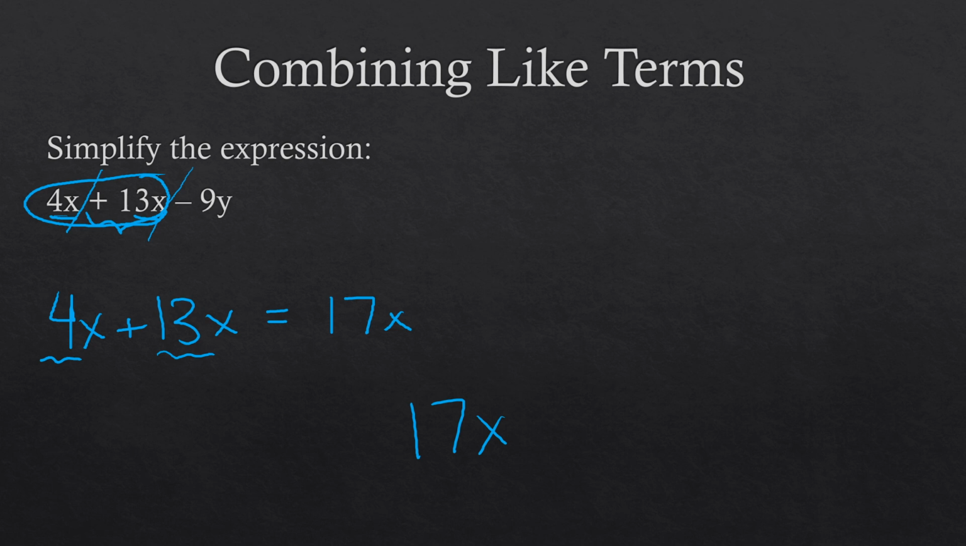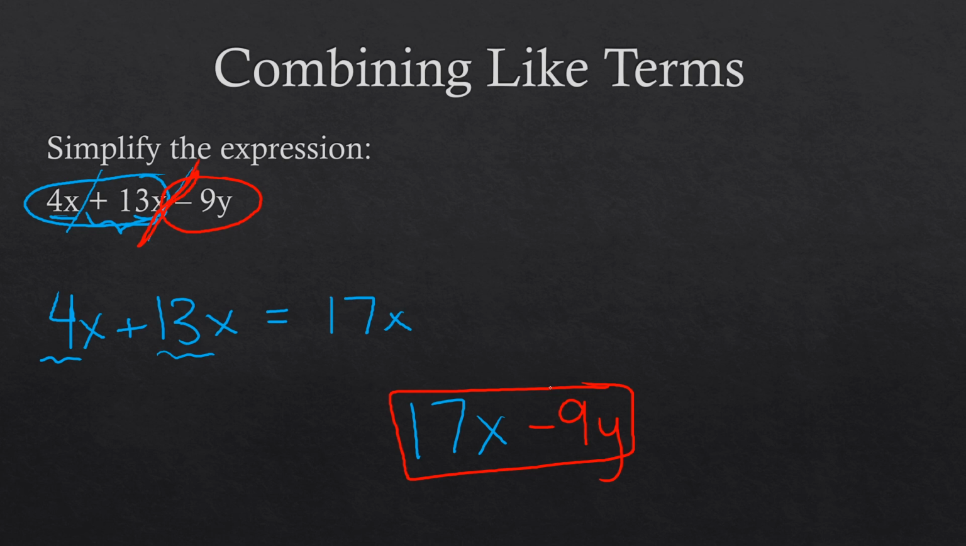And then I can't forget that last part of my expression. And the last part of my expression is going to be this whole piece here. So this whole minus 9y. You could see that this slash here, right, it kind of separates it. And this minus 9y, we're going to move it as one unit at the very end here. Okay, so my final answer here would be 17x minus 9y.